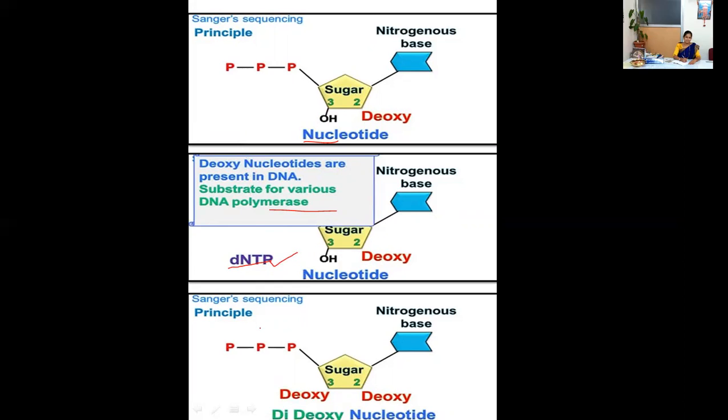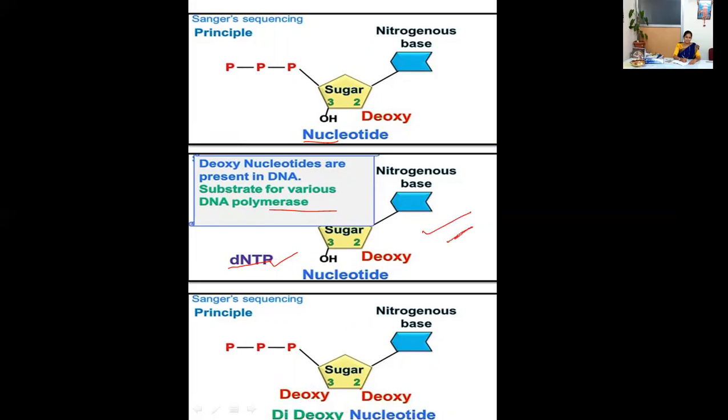Whereas in Sanger sequencing, the major principle we are using here is the dideoxy. Here we are using a modified nucleotide. What is that modified nucleotide? That is nothing but the dideoxynucleotide. Deoxy means at the 2 prime carbon atom we have removed the oxygen group, and at the 3 prime carbon atom also, Sanger has removed the oxygen group. So together we can say dideoxynucleotide.